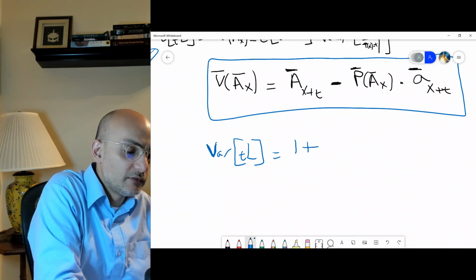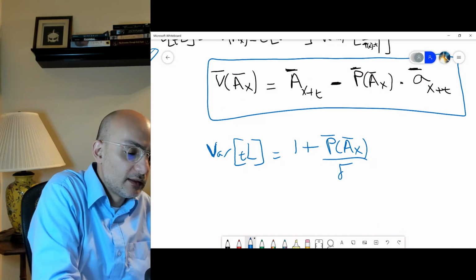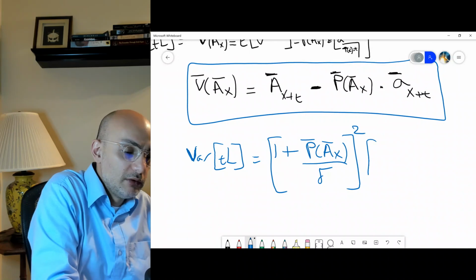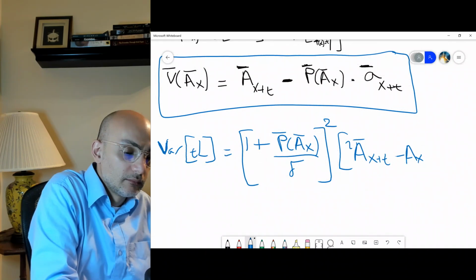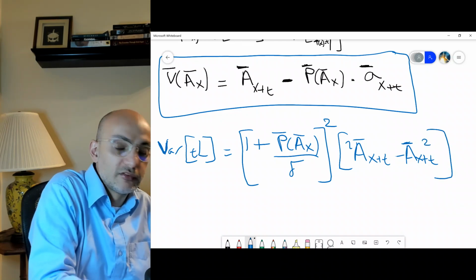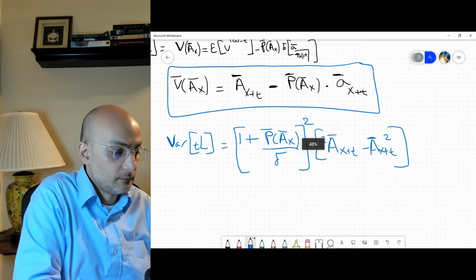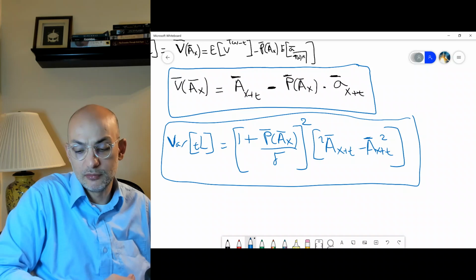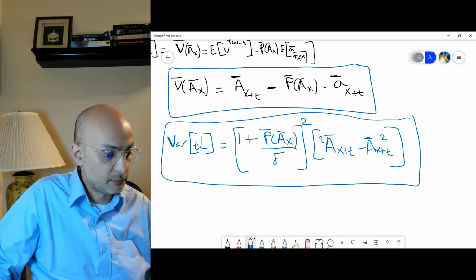The first half of it is the same, P(A_X) divided by delta raised to 2. Up to this point is the same, but when we multiply it here, we multiply it by the second moment, 2A_{X+T}, minus A_{X+T} raised to 2. Second moment minus first moment. Those two equations are very, very important to keep in your mind. You need to solve your problems based on them.